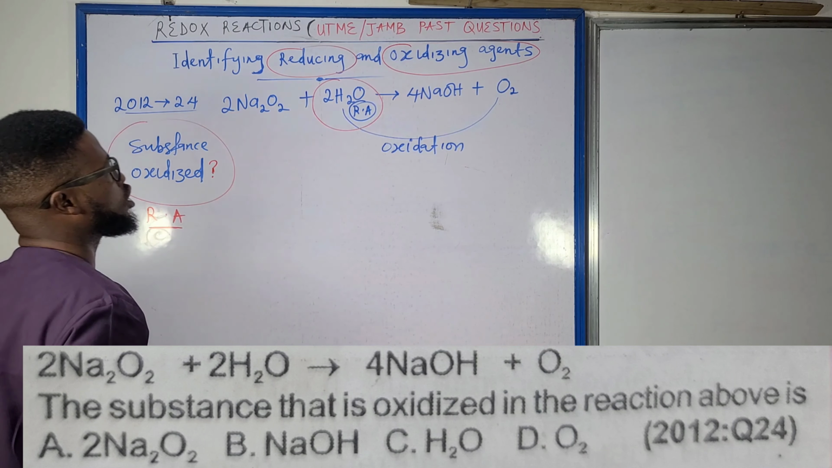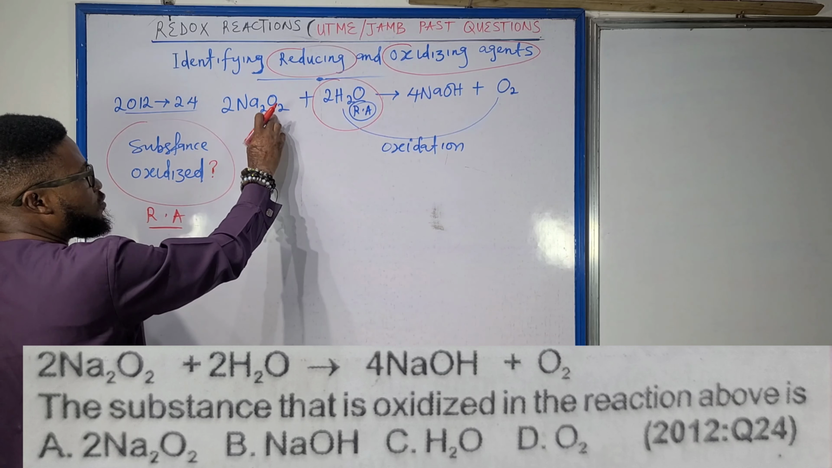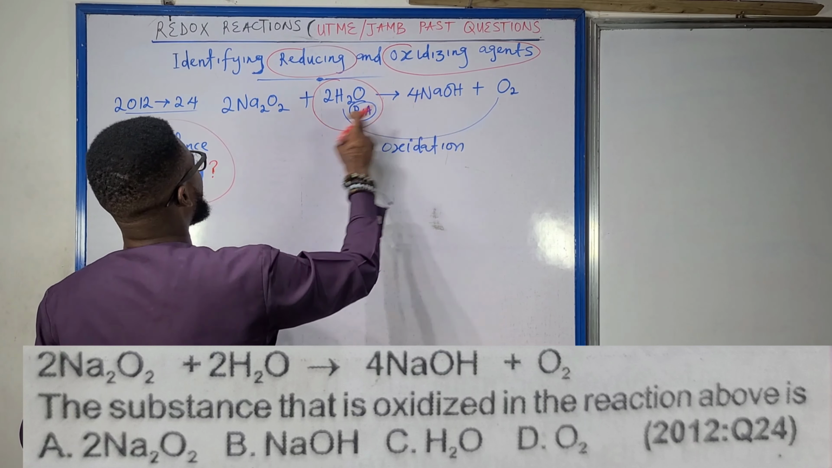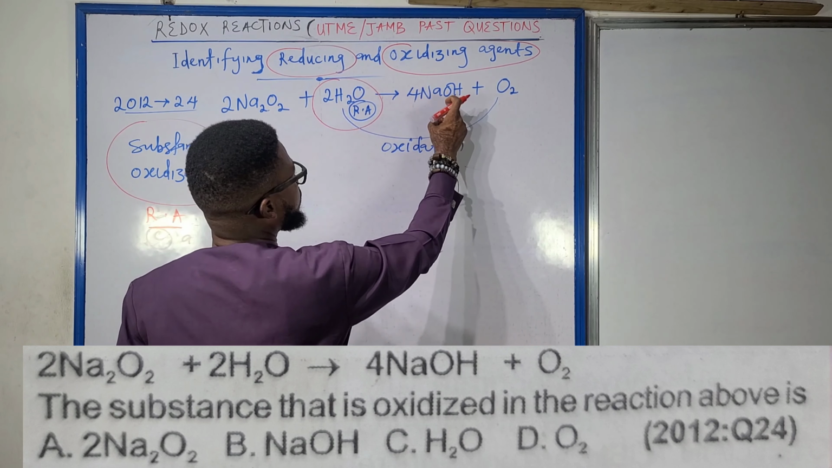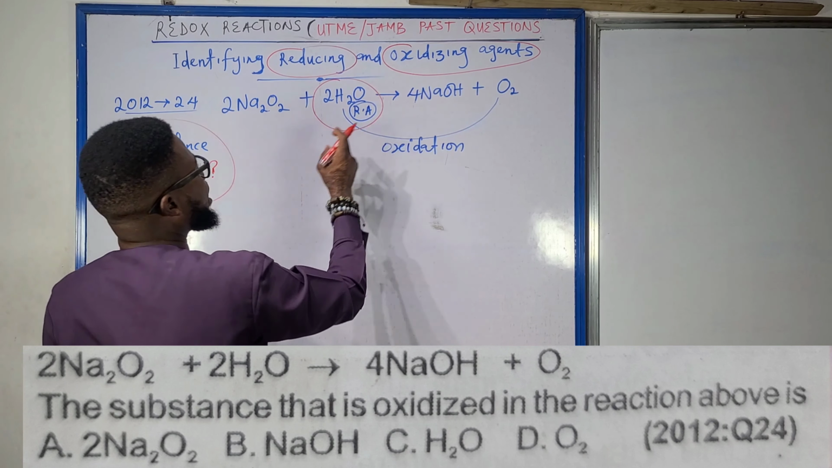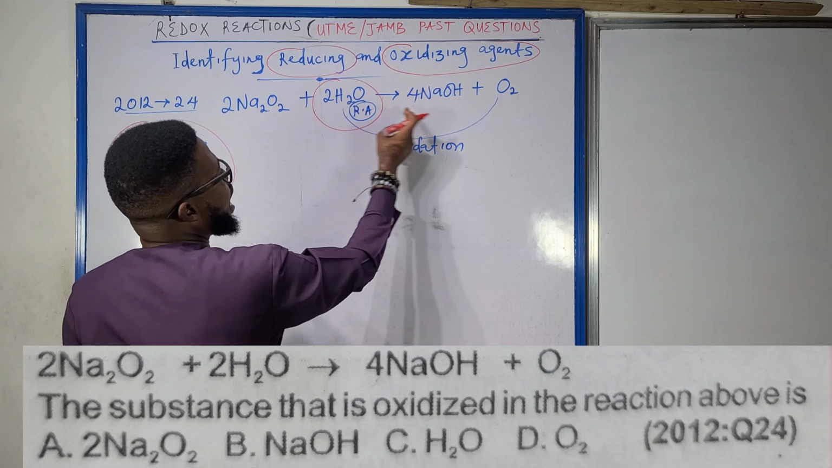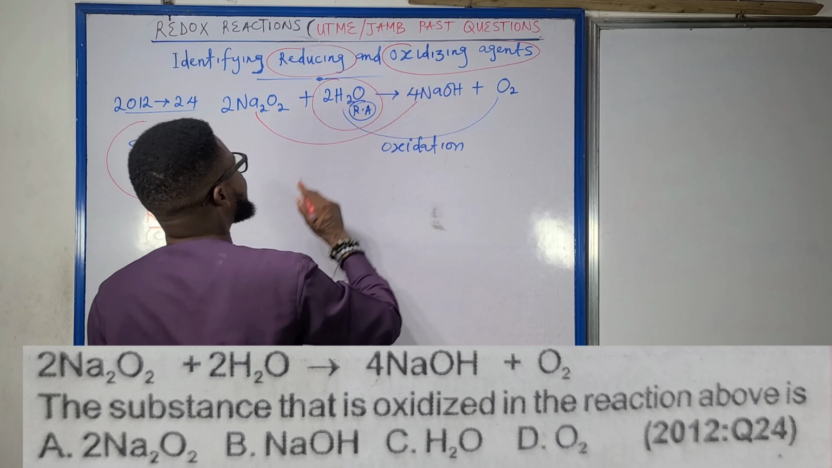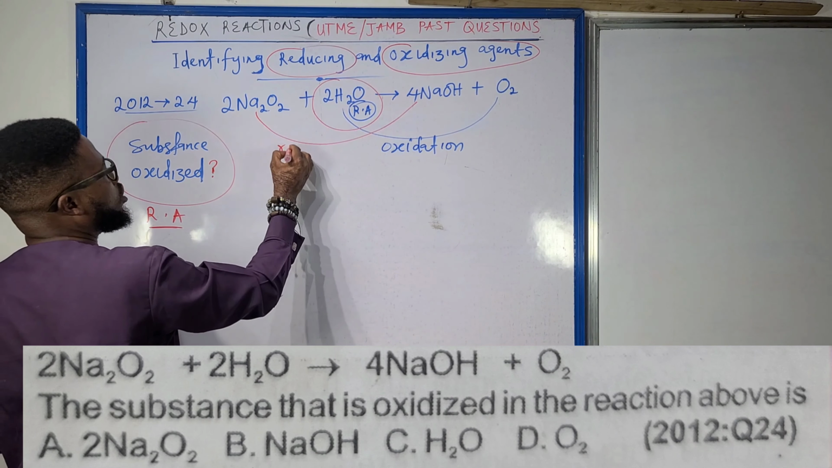If you look at your sodium peroxide, you have sodium, you have oxygen. If you look at here, 2 times 2, that's 4 sodium, 2 times 2, that is 4 oxygen. If you then look at the fact that 2 times 2, 4 hydrogen has been added, addition of hydrogen to a substance, that is going to be what? Reduction.